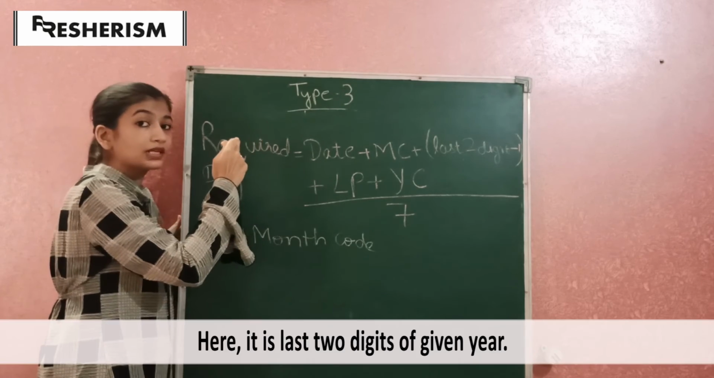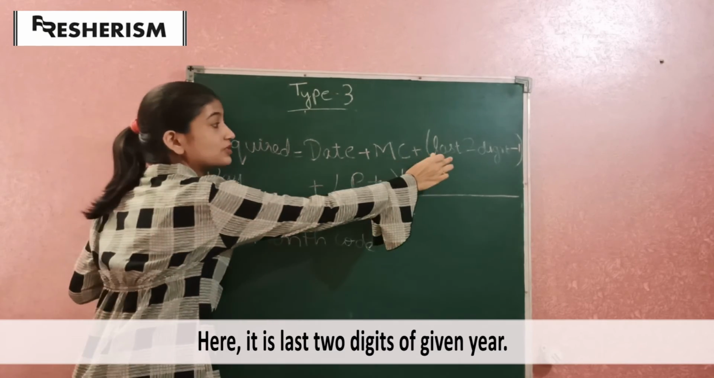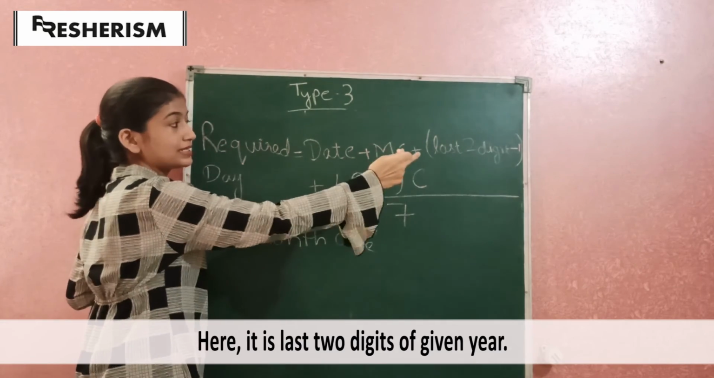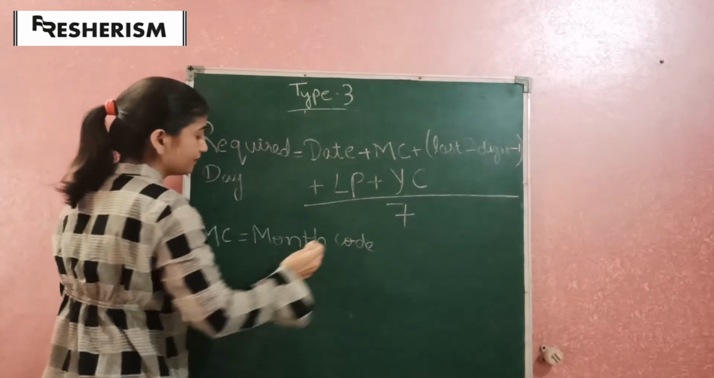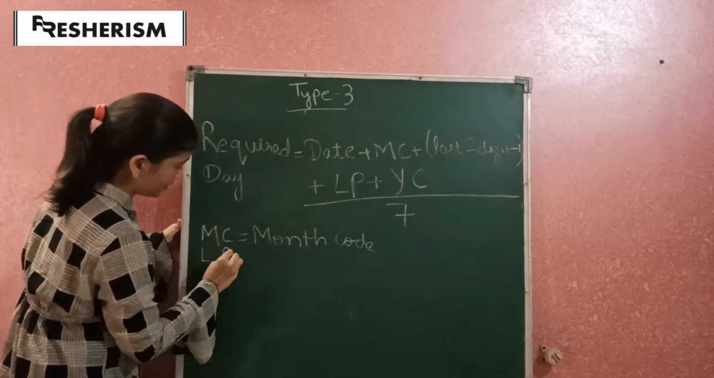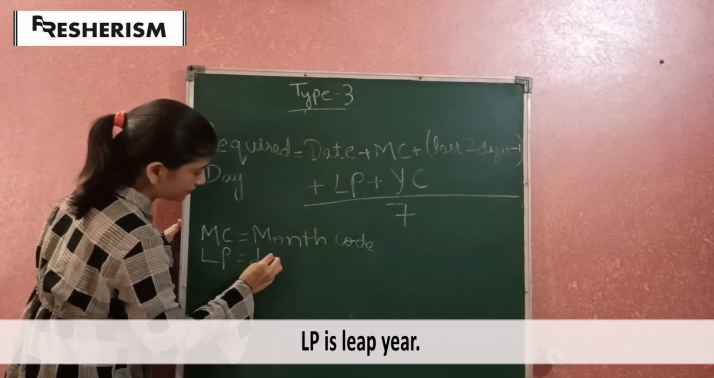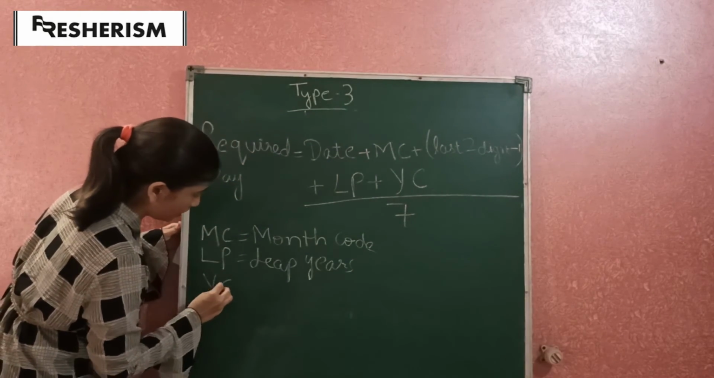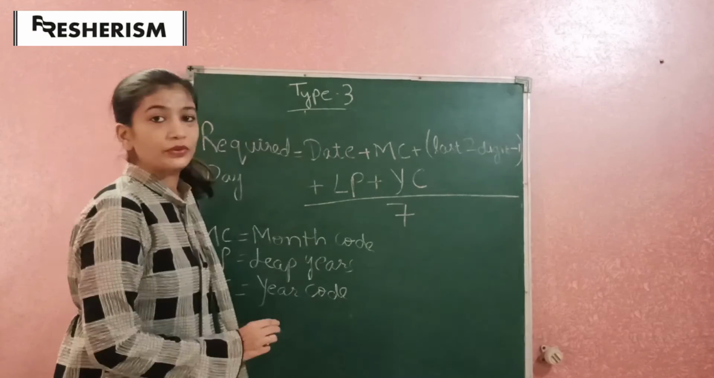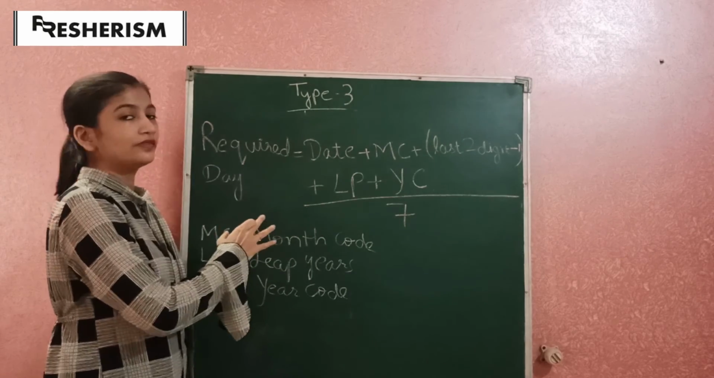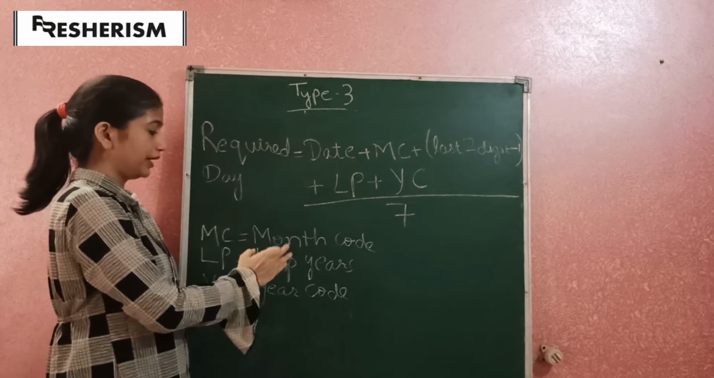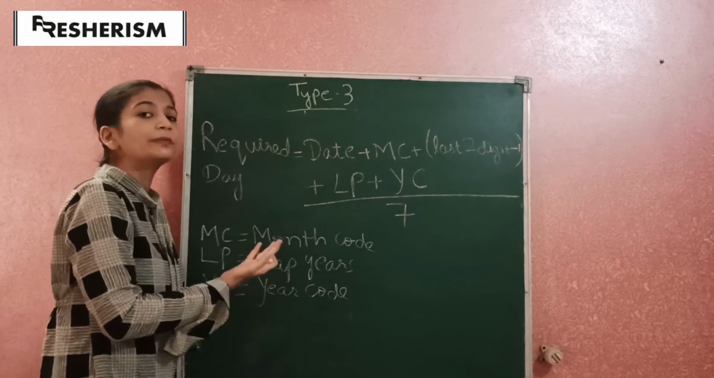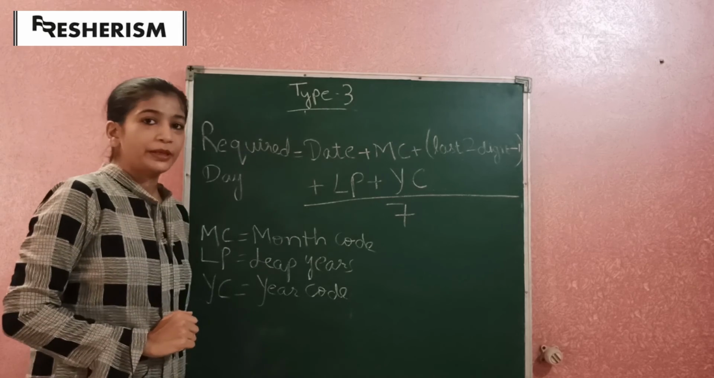This last 2 digits means last 2 digits of the given year. So the year given was 2016. Last 2 digits 16. 16 minus 1 is 15. So this is the thing. LP is equal to leap year and YC is equal to year code. This is the formula to solve the type 3 question. If you incorporate everything in this formula, then it will be easy to solve type 3 questions.